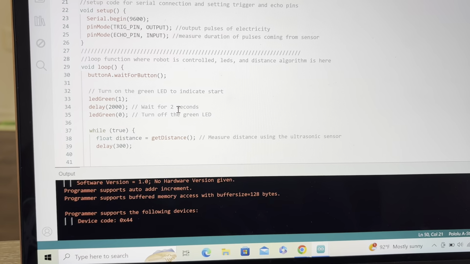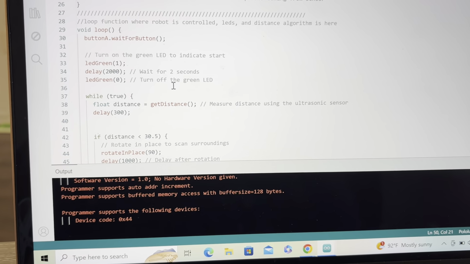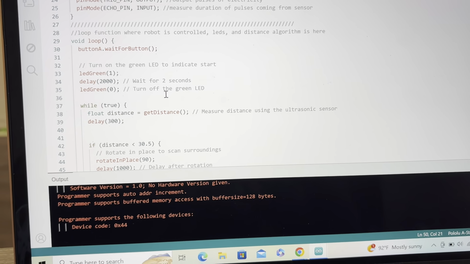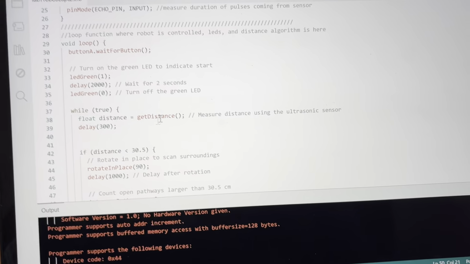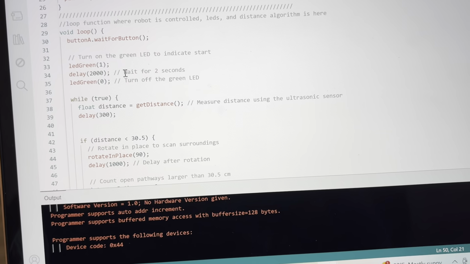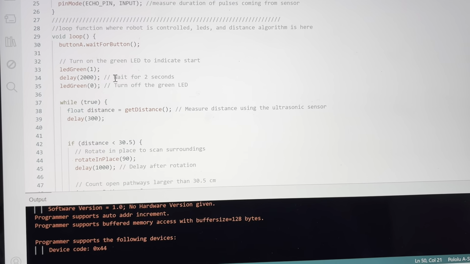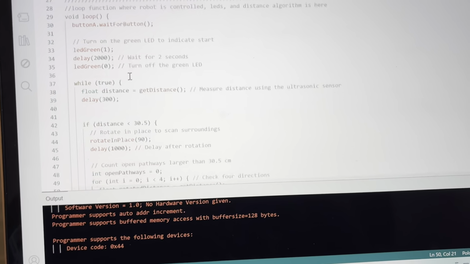Then here I have my loop function, which is pretty much the instructions for the robot to do. At the beginning, I just had this LED extra addition. So when you press the button for the 2-second delay, it turns green. It's from the last lab. I like this, so I kept it in.